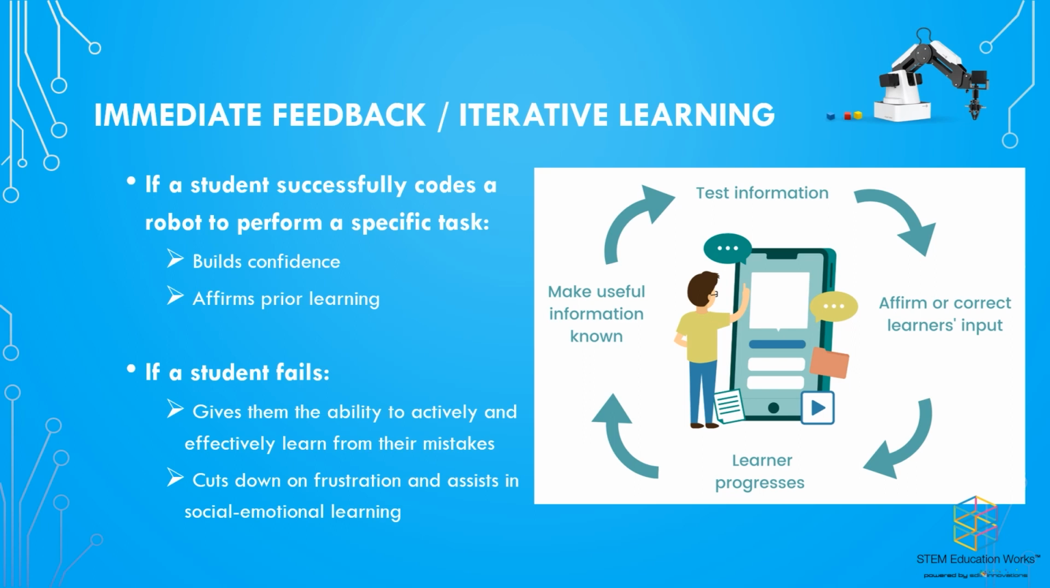A huge part of computer science is that process of debugging. Debugging is a good thing, and having a physical robotic arm in front of you when you're teaching this is especially helpful, and it makes the process of students learning from their mistakes much smoother. It also cuts down on frustration and assists in social emotional learning. So we also have to consider that we want to make sure that our students aren't frustrated too much while they're in this learning process. We want them to be able to benefit from learning from their mistakes.